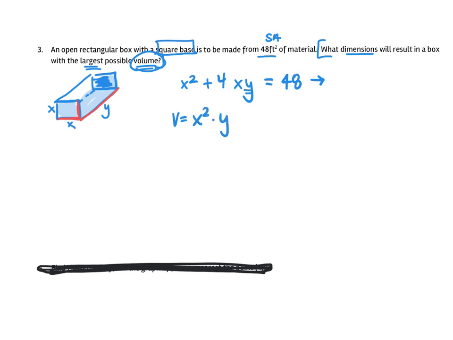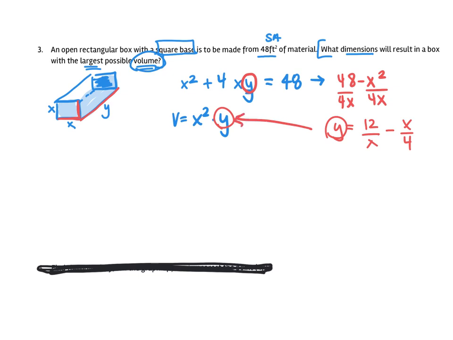Now going back to this top equation and solving for y, here's my y. In order to solve this, I'm going to first subtract the x squared. And then I'm going to divide every term by 4x, and I'm going to do it individually, and then I'm going to simplify, and that's why I separated them. So here I have 12 over x, and here I have x over 4. Oops, sorry, I put an equal sign there. It's supposed to be a minus sign. So that's what the y is equal to, that I can now take and replace with this y right here.